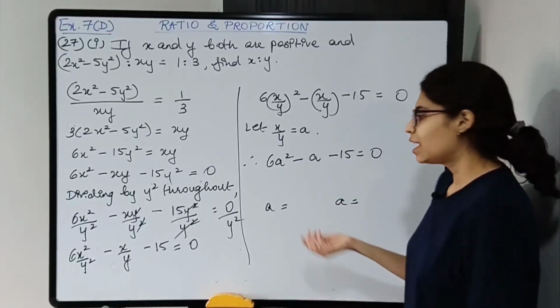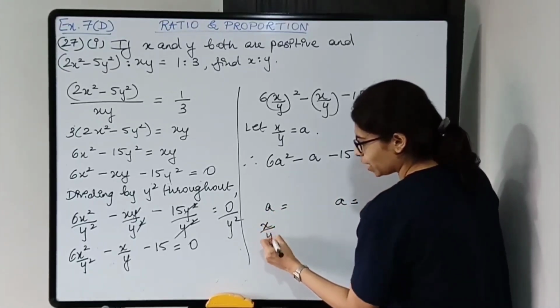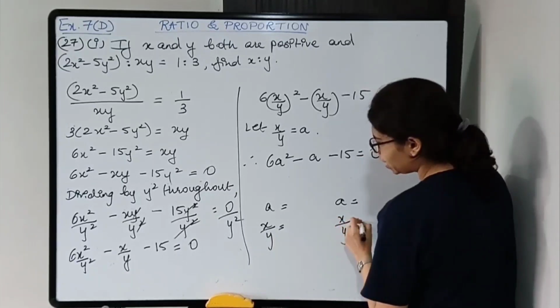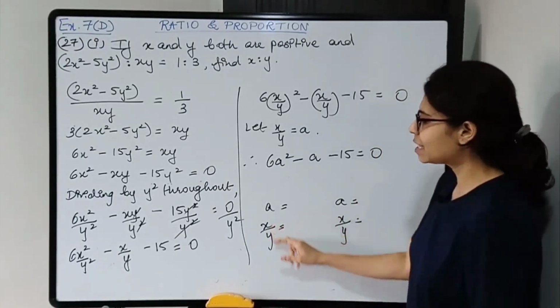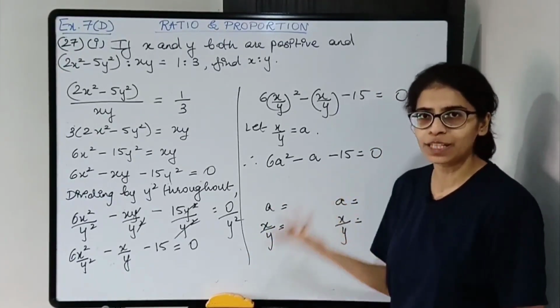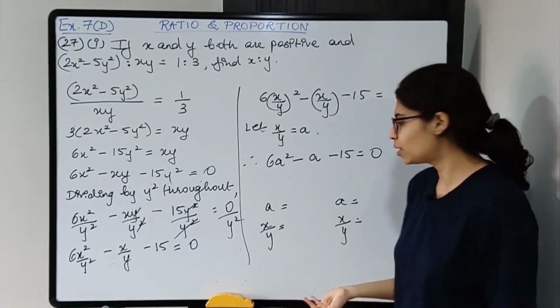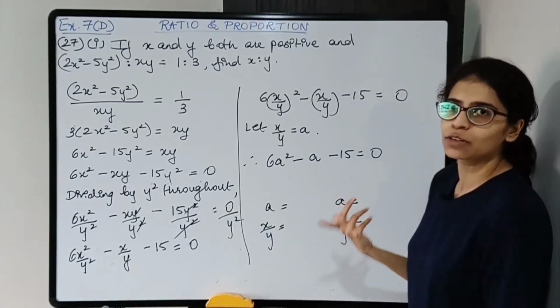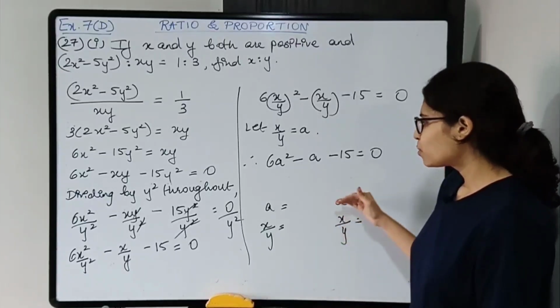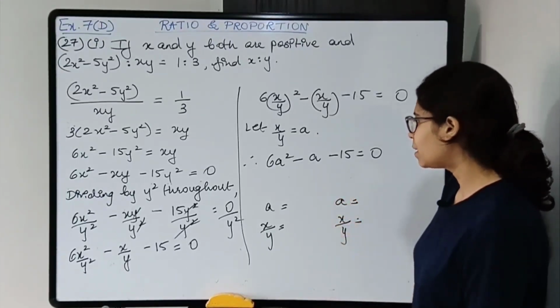Okay, because a is nothing but x upon y. So negative 1 you will ignore because x and y both are positive. So the ratio cannot be negative if both are positive. So one you will neglect and the other one you will consider. Alright, so the answer will be the same.